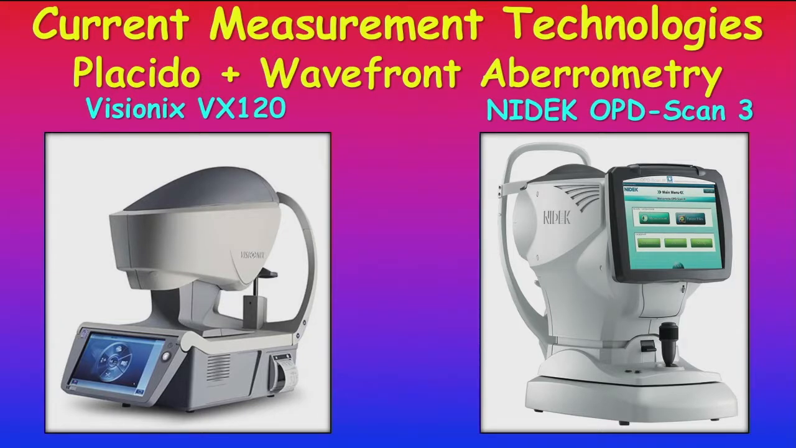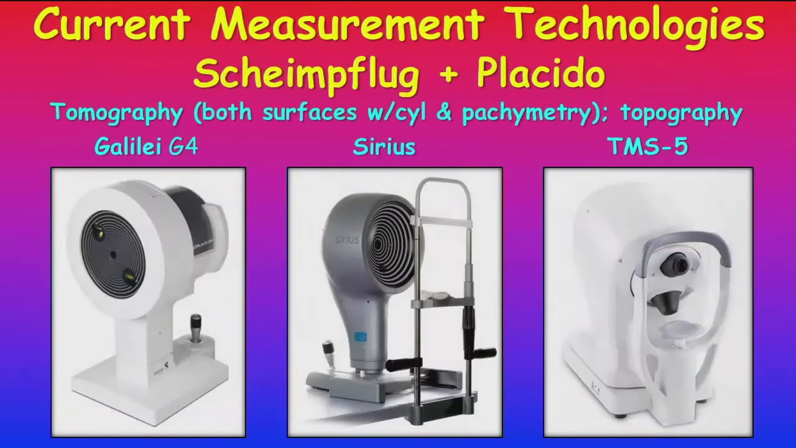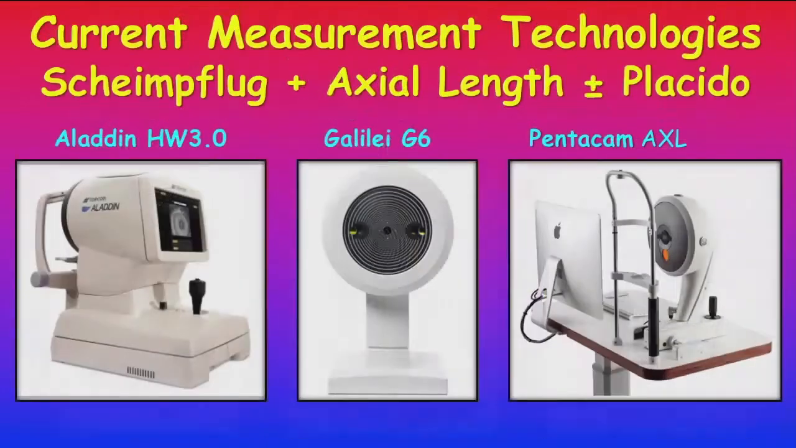These topography systems have been amplified and are now incorporating additional features other than simply measuring corneal topography. These are two examples of devices that also incorporate wavefront aberrometry. And in addition to that, some of the placido devices have also gone to using rotating Scheimpflug slits in order to measure both surfaces of the cornea as well as the cylinder on both sides and the pachymetry of those surfaces, as well as the standard reflection topography.